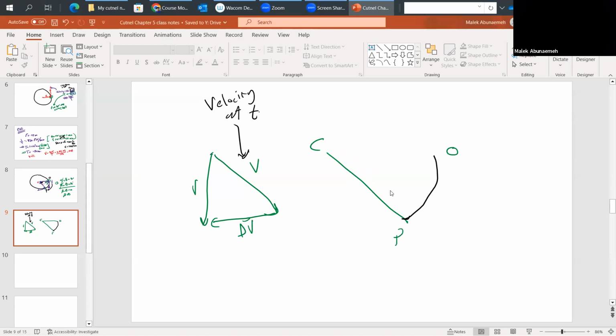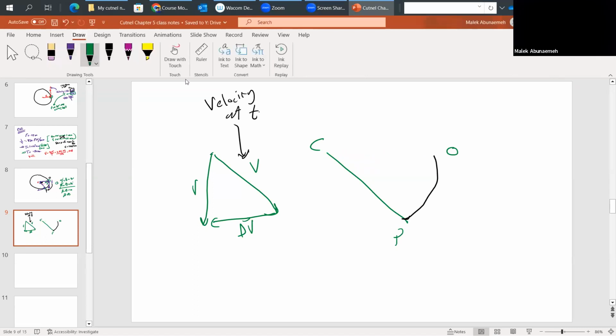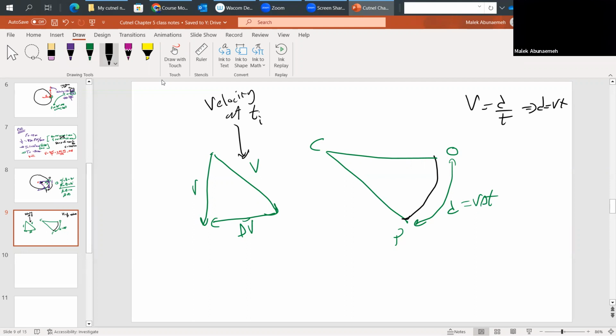Actually, let me go ahead and redraw this better. It's supposed to be a straight line. Yes. So you got a straight line, and let's say you're going this way. From over here to over here, that's your distance D, where your V equals D over T. That means your distance equals V times T. So this is going to equal whatever velocity we have times whatever time you go in. I'm going to put delta T because we're going from T final to T initial. This is your velocity at T final.